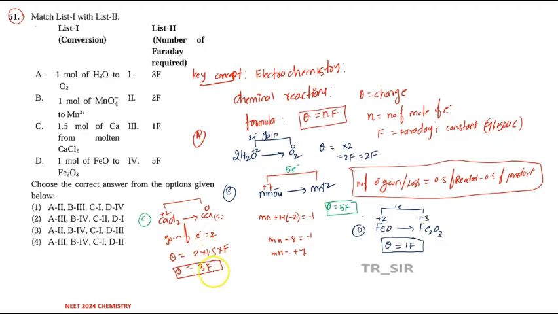So here, for A we got 2 Faradays, for B we got 5 Faradays, for C we got 3 Faradays, and for D we got 1 Faraday. So A2, B5, C3, D1 matches, and the correct option is option number 3.